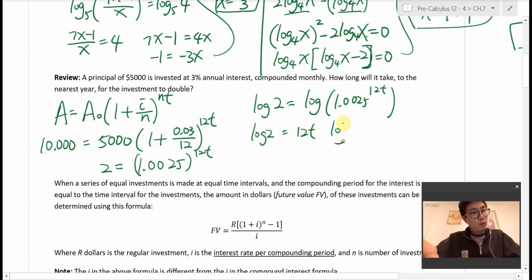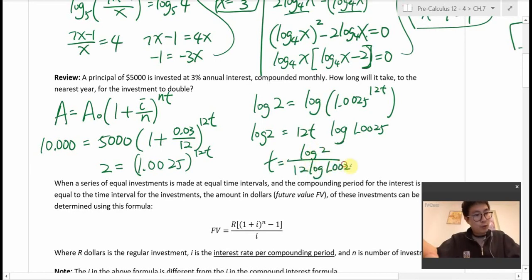You should have 12t times log 1.0025. So to solve for t, you simply take log 2 and divide it by 12 times log of 1.0025. Put this into the calculator. Let's see what we get here.